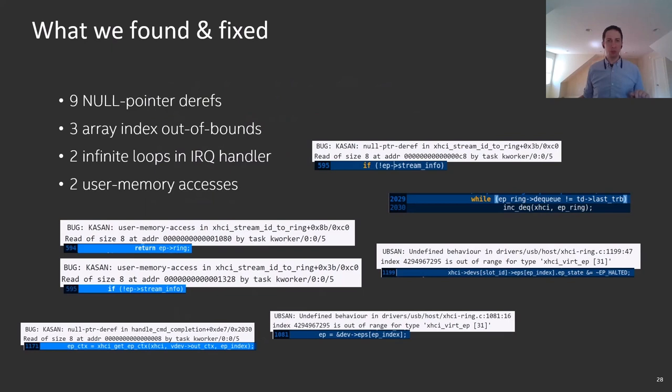Using this approach, we found 9 null pointer dereferences, 3 array index out of bounds, but we also found infinite loops in the interrupt handlers. And there were also two instances of the kernel code trying to access user memory ranges.